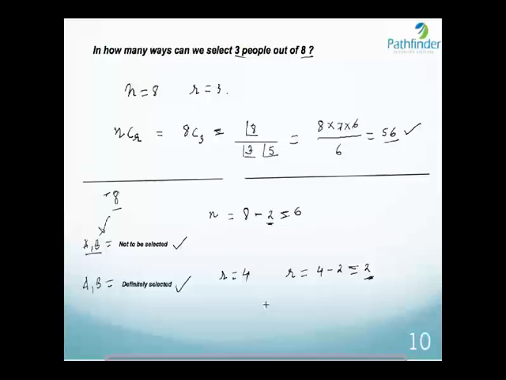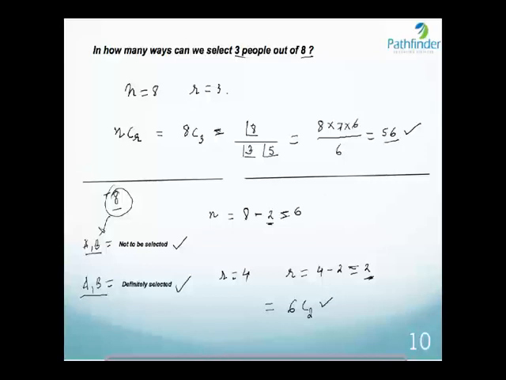In this case, the total number of people from which selections can be made will be 6, because these 2 selections are already there. So we don't have to consider them, we cannot select them twice. So there are only 6 remaining people. And we have to select only 2 people out of these 6 people. So the total selections would become 6C2.